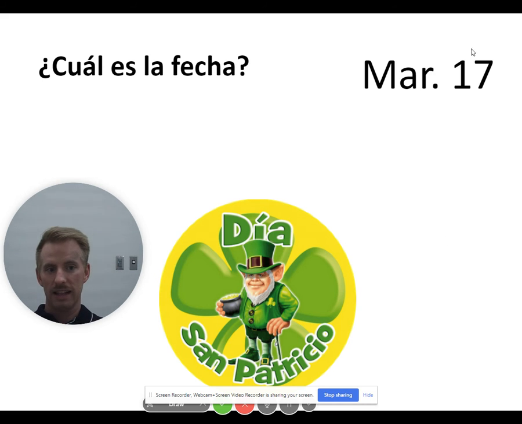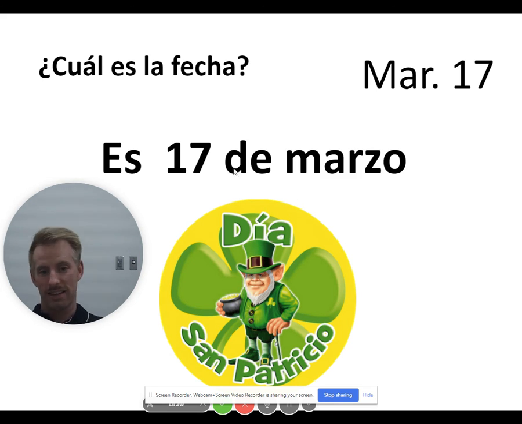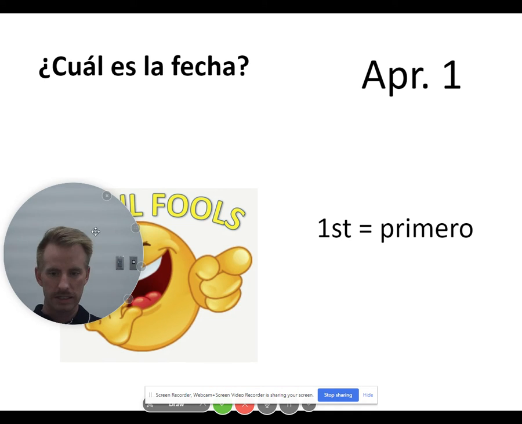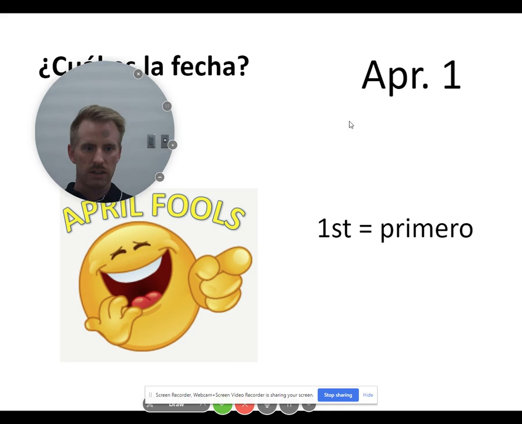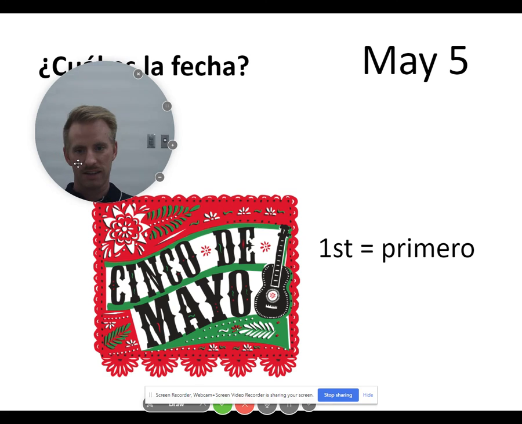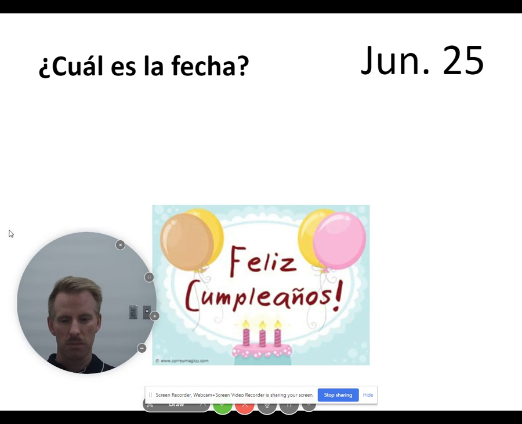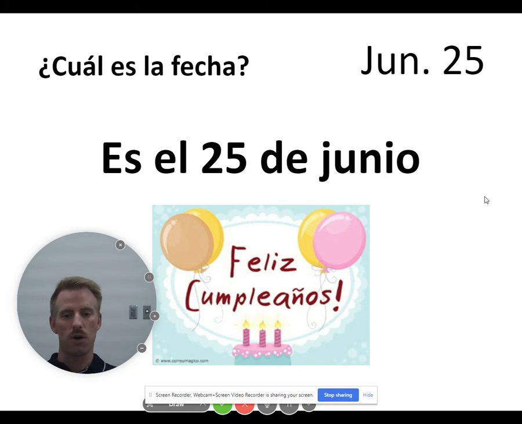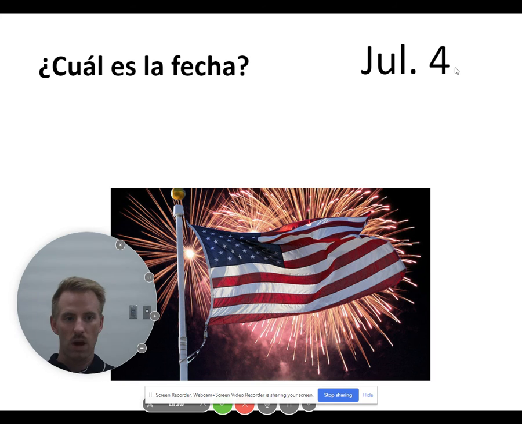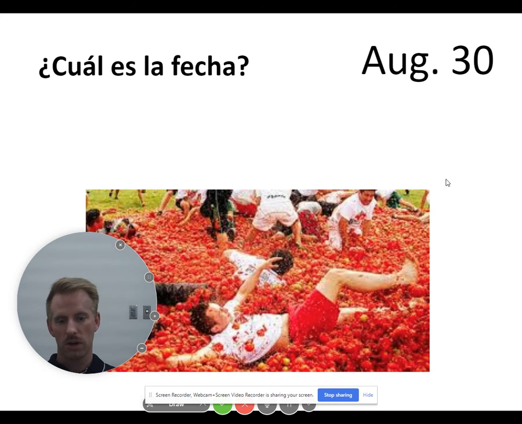¿Cuál es la fecha? Es más difícil. ¿Cómo se dice 17? It's 10 and 7. El 17 de marzo. ¿Cuál es la fecha? Es el primero de abril. ¿Cuál es la fecha? El 5 de mayo. ¿Por qué no puedo mover esto? Ya. ¿Cuál es la fecha? El 25 de junio. El 4 de julio.